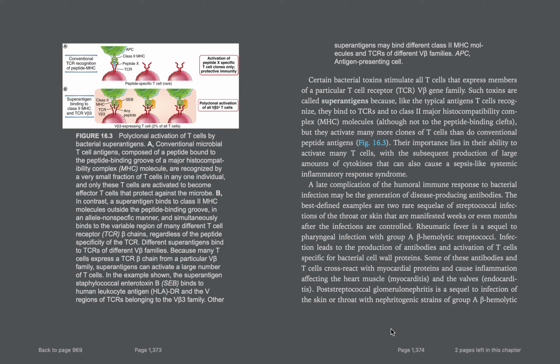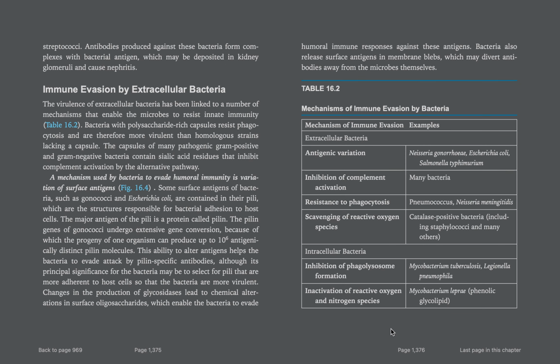Post-streptococcal glomerulonephritis is a sequel to infection of the skin or throat with a nephritogenic strain of group A beta hemolytic streptococcus. Antibodies produced against these bacteria form complexes with the bacterial antigen, which may be deposited in the kidney glomeruli and cause nephritis.